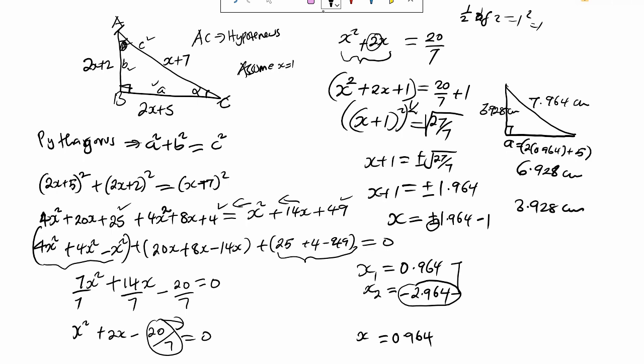So the dimensions of the triangle are 3.928 centimeters by 6.928 centimeters by 7.964 centimeters, and of course the value of x is 0.964 centimeters.